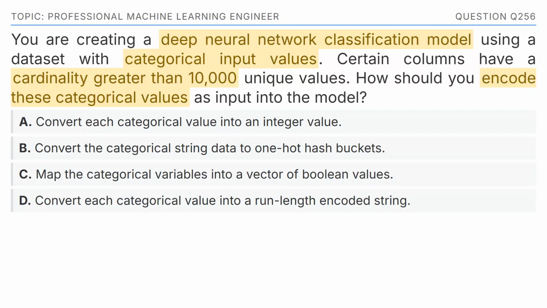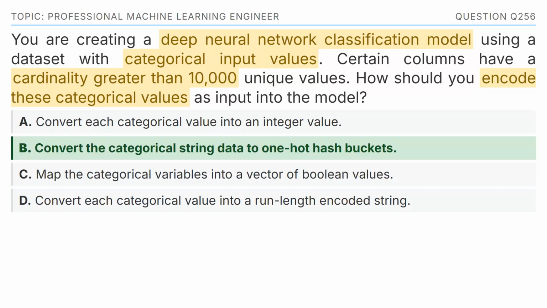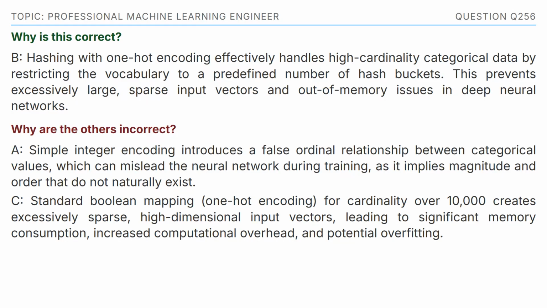To arrive at the correct answer, we focus on the keywords: deep neural network classification model, categorical input values, cardinality greater than 10,000, encode these categorical values. The correct answer is option B, convert the categorical string data to one-hot hash buckets. Why is this correct? B.